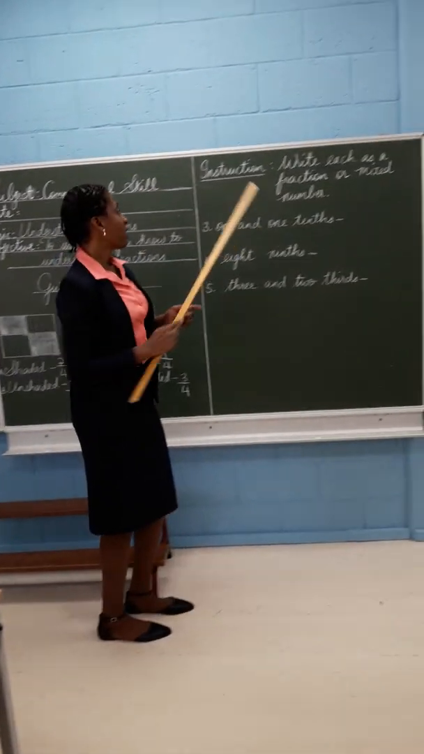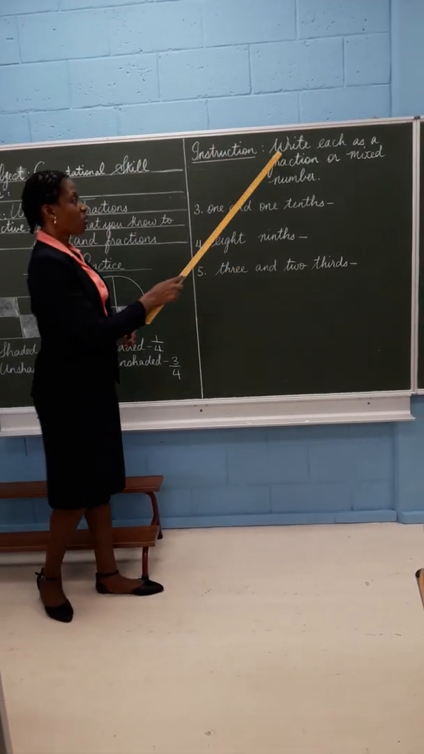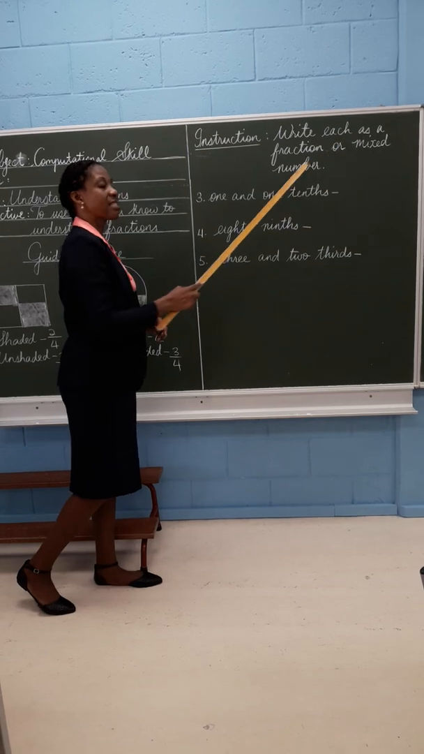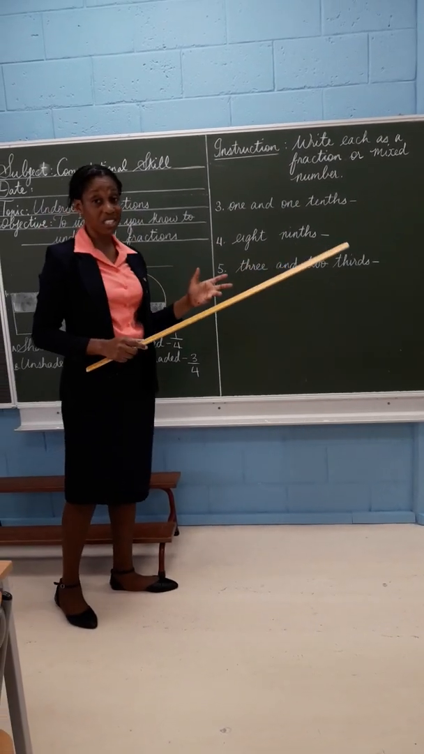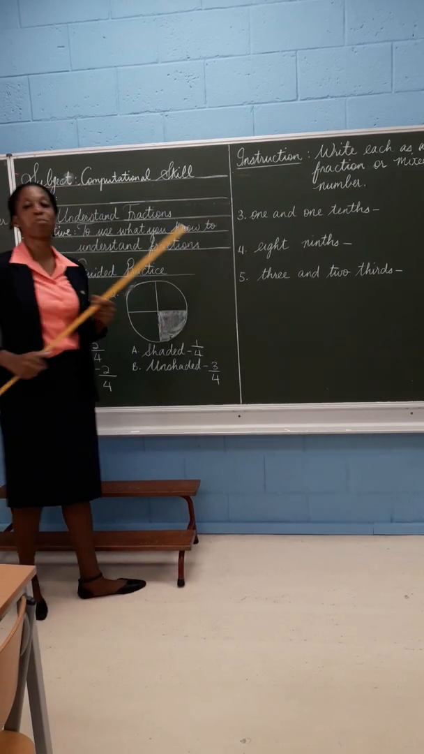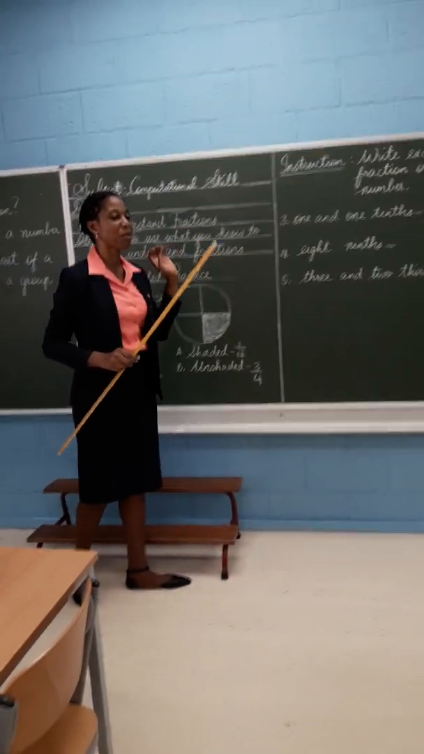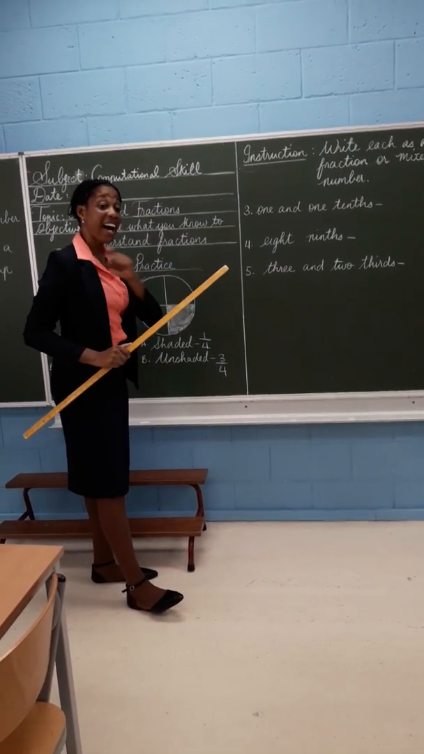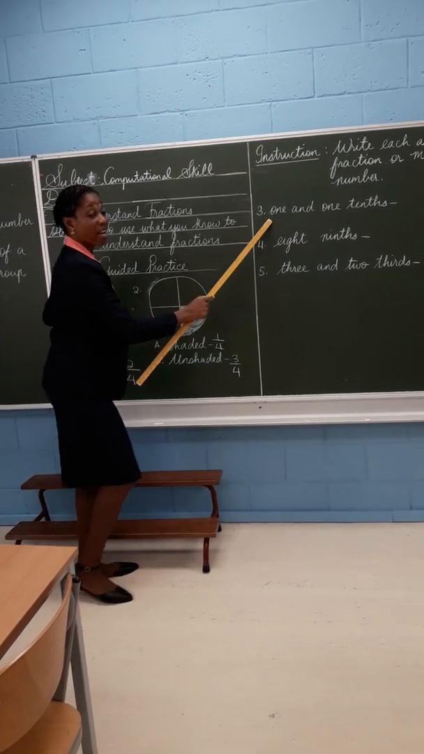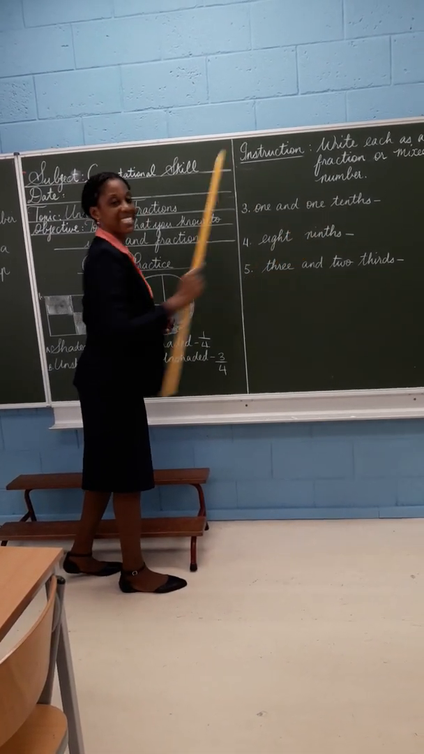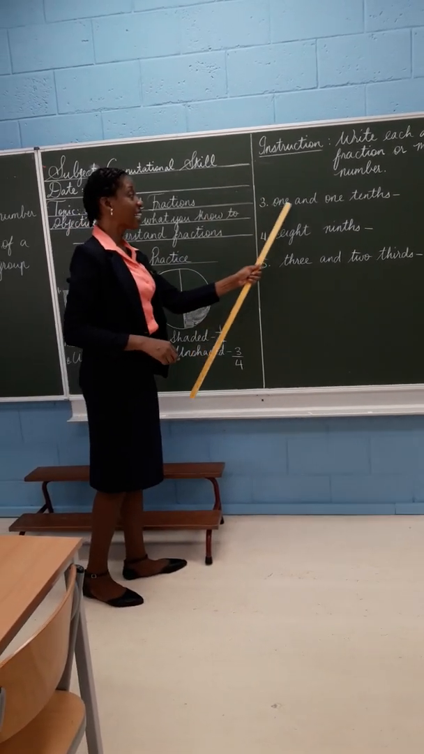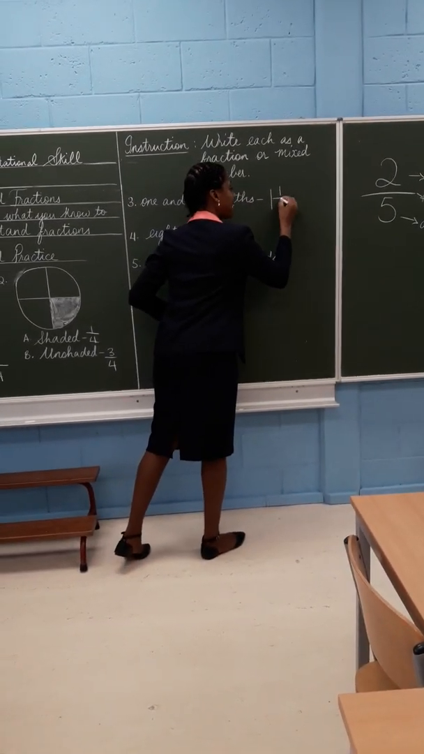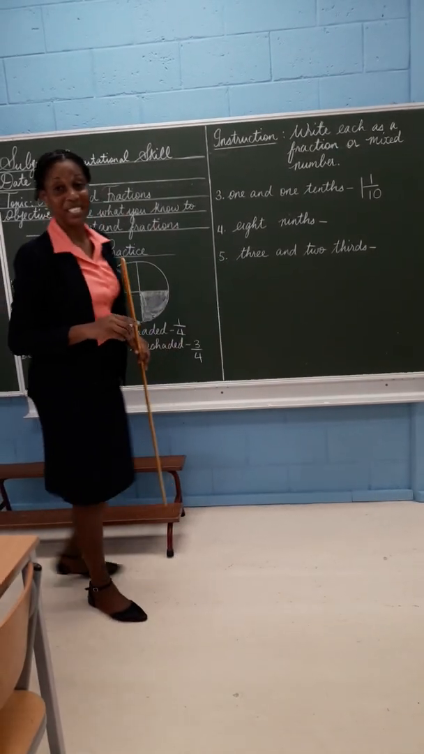Let's go over here. The instruction, read with me. Write each as a fraction or mixed number. We're writing each as a fraction or a mixed number. So here we have number 3. Let's see who will read that for me. Racheli. Nice reading. All right, let's go everybody. 1 and 1/10. How do we write that? It says 1 and 1/10. Let's go. 1 and 1/10. That's very easy, right?